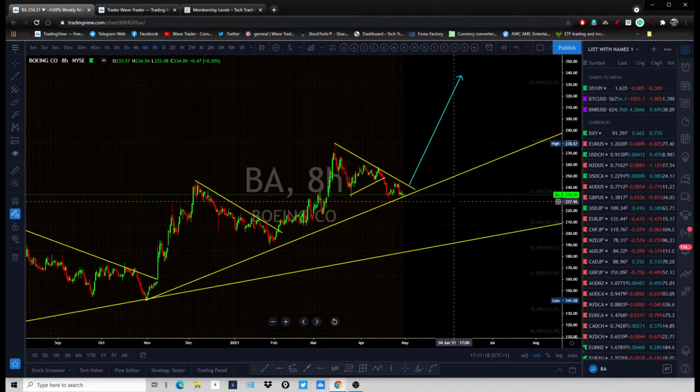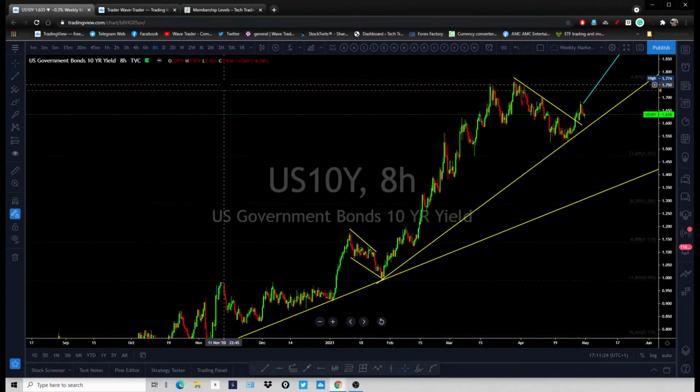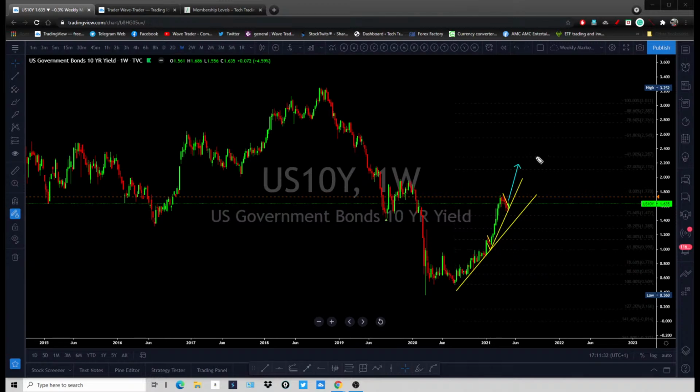Okay, so dollar index. All right, first of all, let's look at the US 10-year yield, which is more important than the dollar index. All right. Okay, so the US 10-year yield just keeps rising. So we are looking for yield to go beyond that 2% mark.